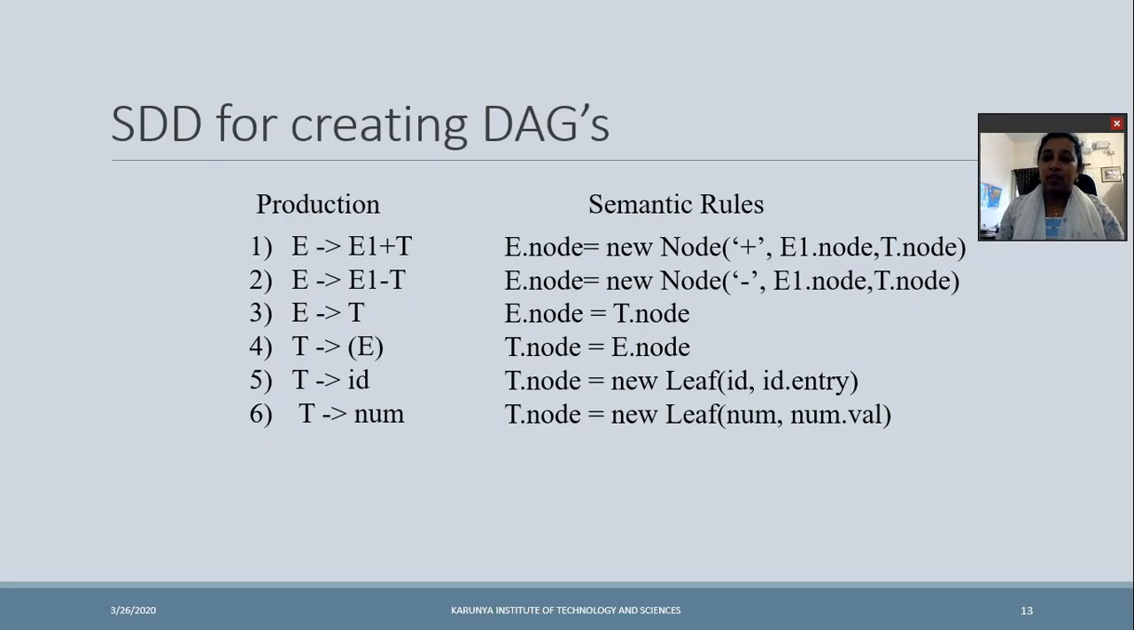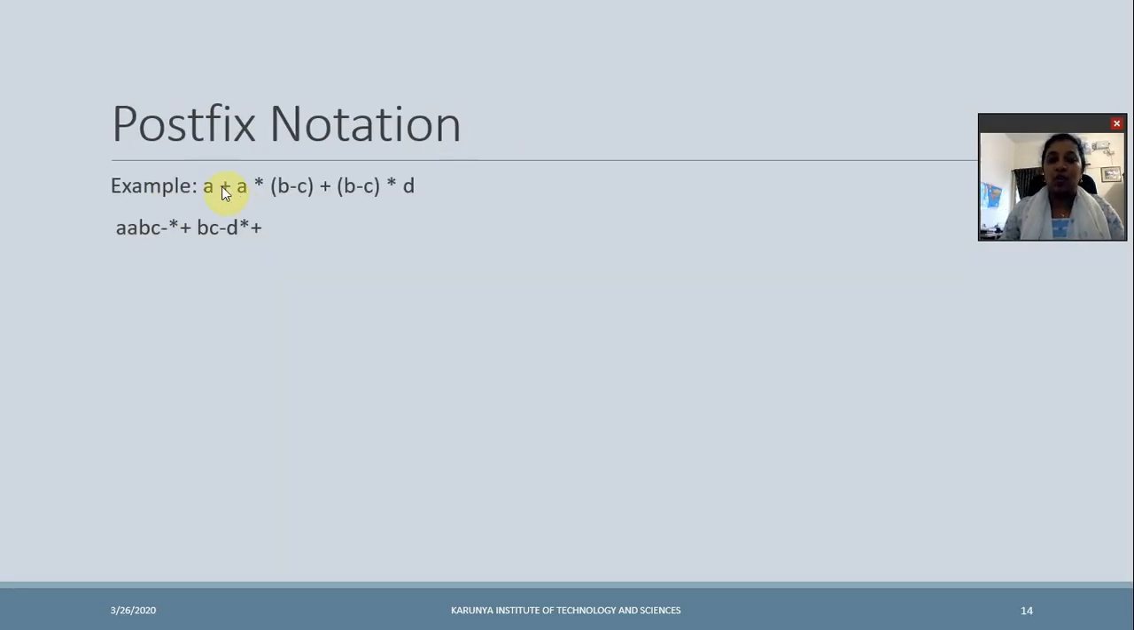But then for one more representation, what you have is a postfix notation. Postfix notation we all know from our data structures. But just to recap, B minus C has to be evaluated first. So minus comes after, so it is BC minus. And then this expression has to be evaluated: A, BC minus, star. And what about this one? It is BC minus, so I have done BC minus here. And then it is BC minus D star.